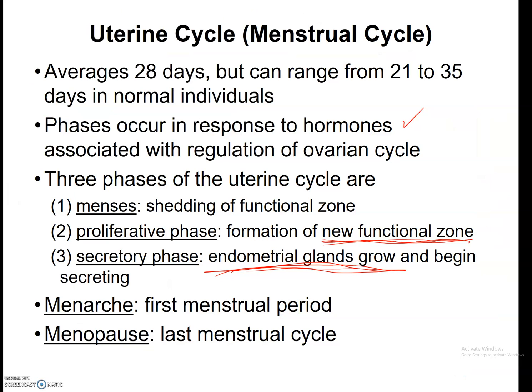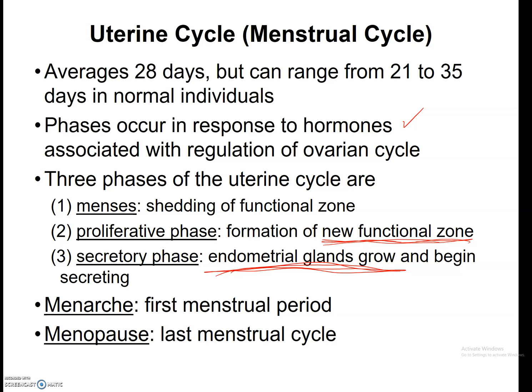So menarche is the age at which the menstrual cycle begins in females, and menopause is the last menstrual cycle. A lot of times people talk about menopause as a period of time in a woman's life, and it is, but menopause is defined as not having a menstrual cycle for 1 year.